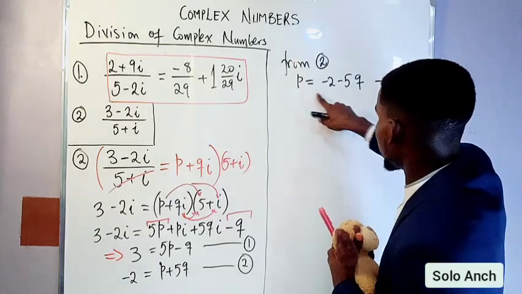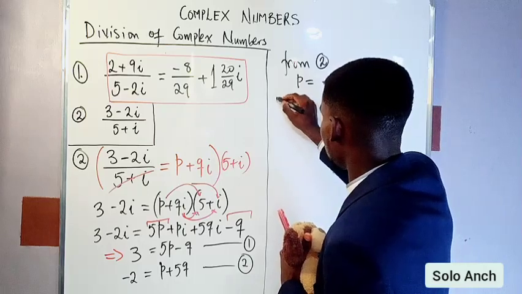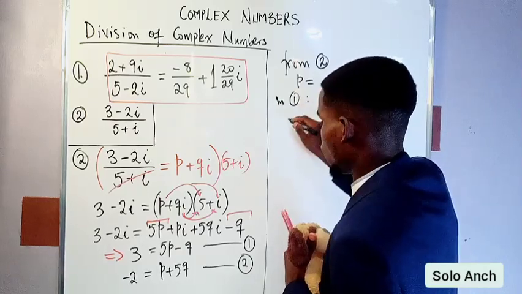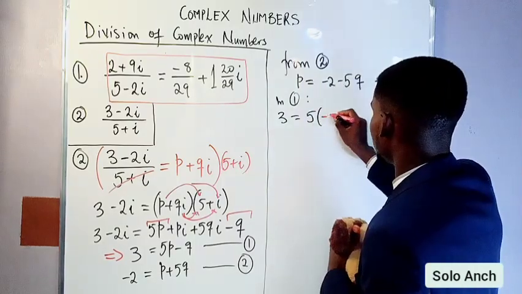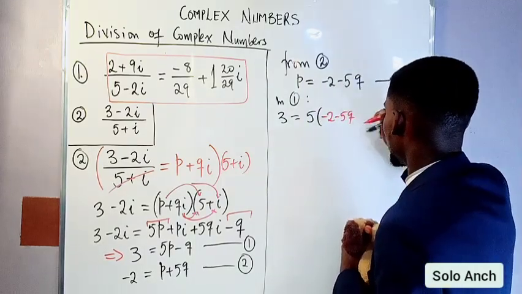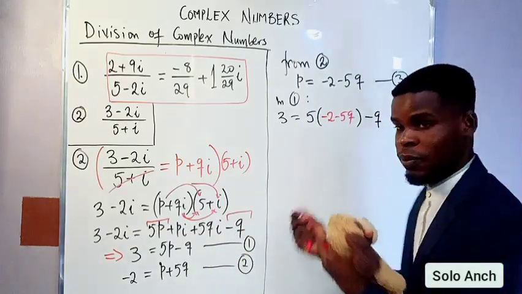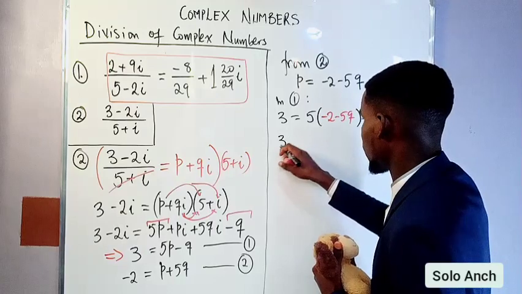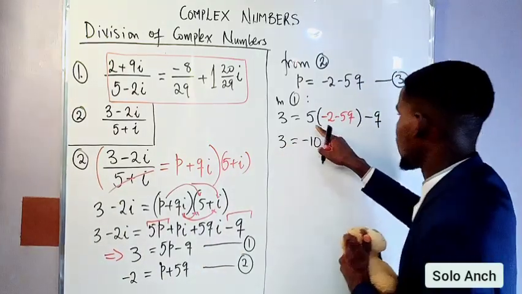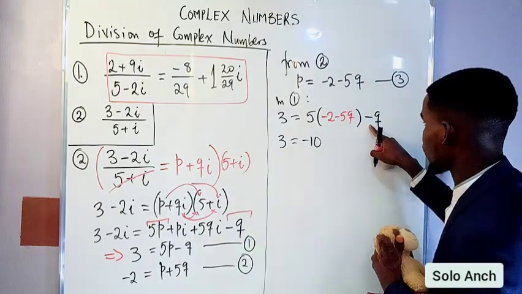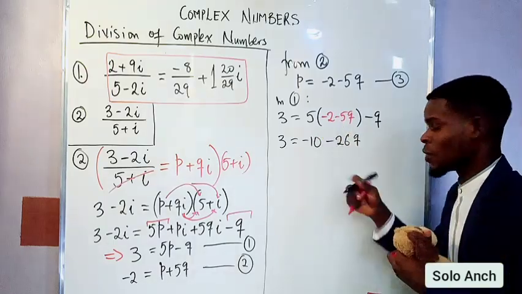Substitute the expression for p into p in equation 1. So when we substitute, we'll have 3 equals 5p, but this p is -2 minus 5q, right? Then we subtract q from that. Good. So let's simplify this and see what we have. Well, this is 3 equals -10, right? Then -25q minus q, that'll be -26q, right? This time that is -25q.